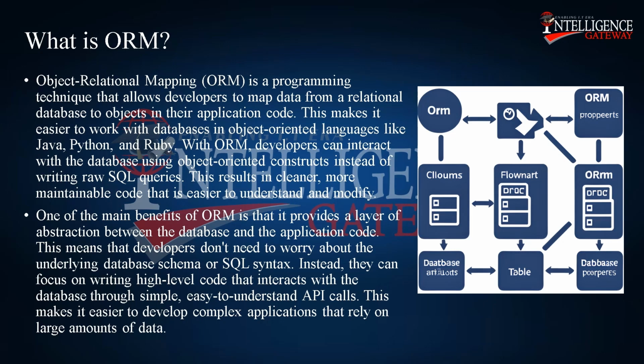One of the main benefits of ORM is that it provides a layer of abstraction between the database and application code. This means that developers don't need to worry about the underlying database schema or SQL syntax. Instead, they can focus on writing high-level code that interacts with the database through simple, easy-to-understand API calls. This makes it easier to develop complex applications that rely on large amounts of data.